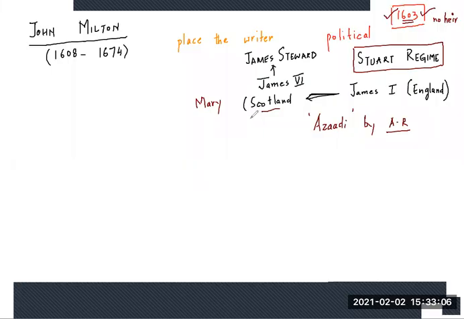Briefing everything up again, I'll brief you on what goes before the Stuart regime. I'll begin from the Tudor regime. The Tudor regime begins soon after the War of the Roses. The War of the Roses occurs between 1455 and 1485. For 30 years, this continues. This is called the War of the Roses.